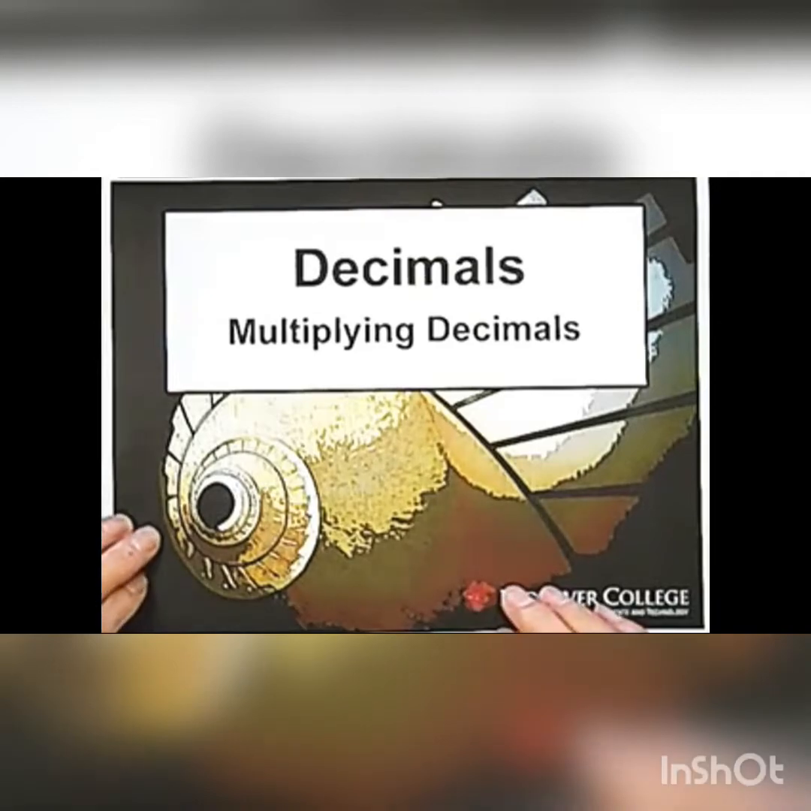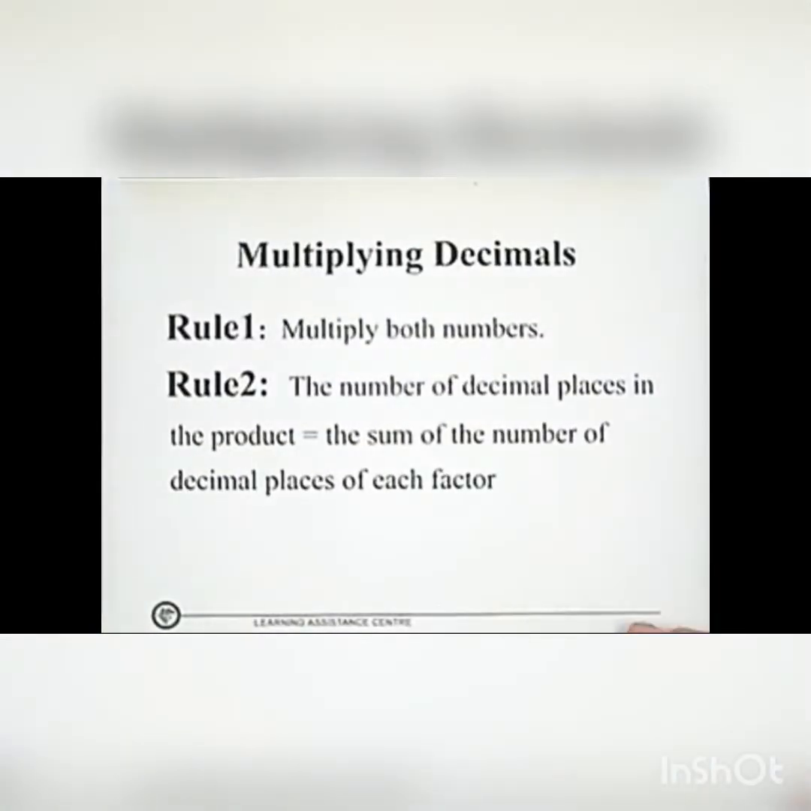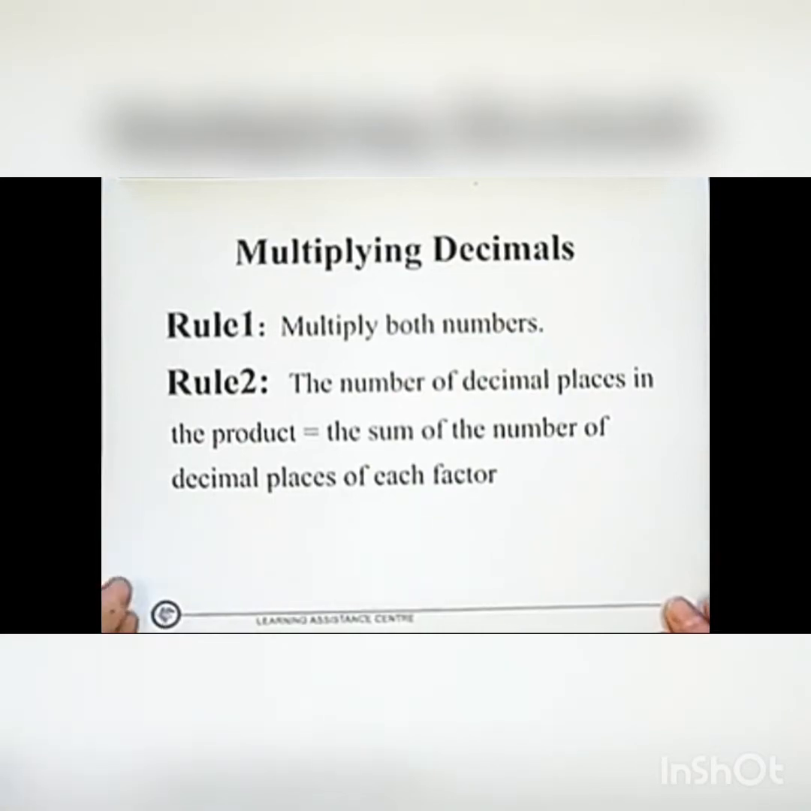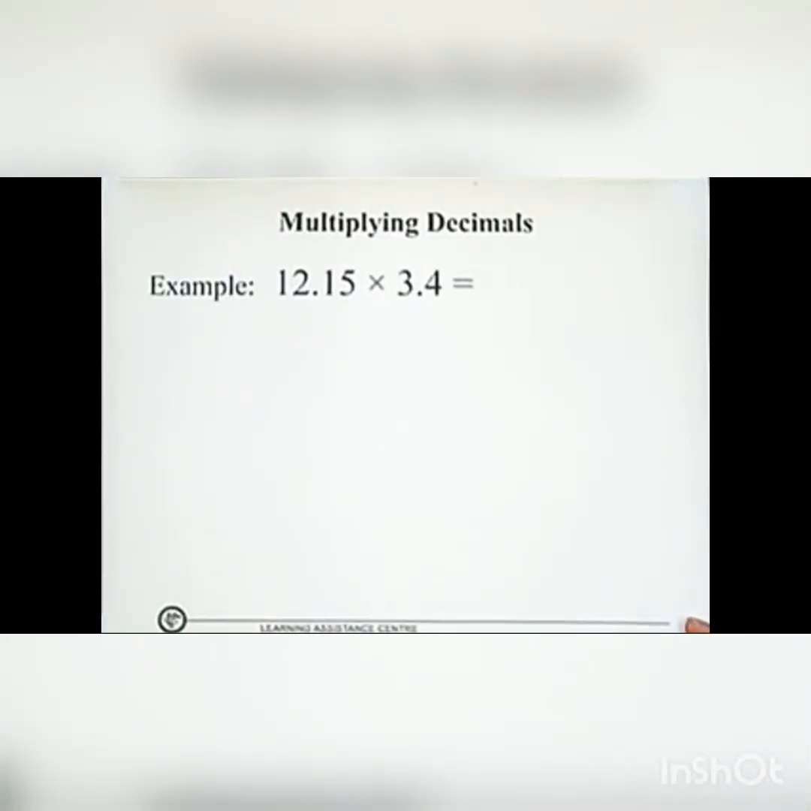Today we will do multiplying decimals. So let's start. Firstly, we should know the rules. Rule 1: multiply both numbers. Rule 2: the number of decimal places in the product is equal to the sum of the number of decimal places of each number. So let's start with a few examples.